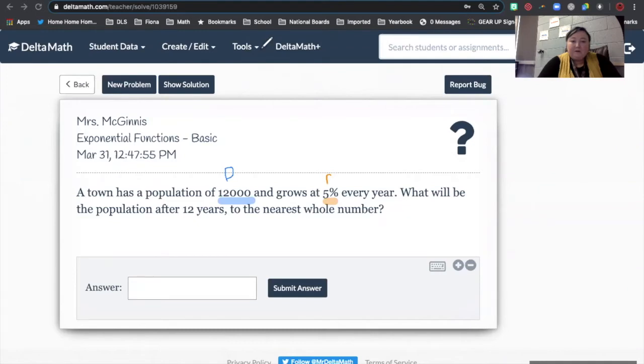The last thing that we're looking for is our time. It says, what will be the population after 12 years? I should have picked a different color, so let me do that. If we're looking for after 12 years, 12 is going to be our t value.